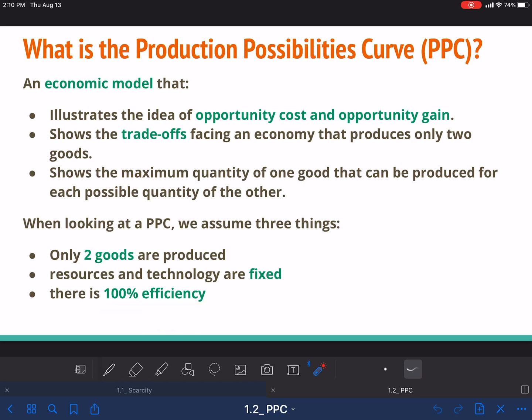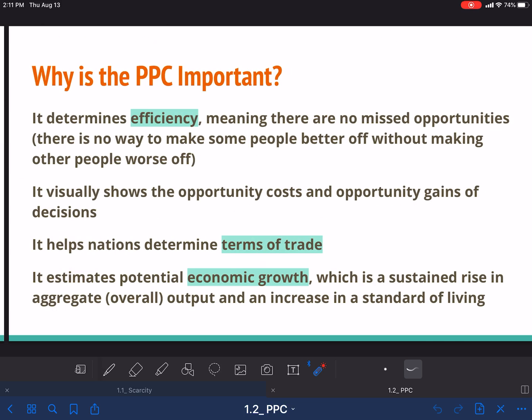Now, does that sound realistic? No. I mean, are you 100% efficient? No. So some of these assumptions are a little odd. First, the only two goods that we're making, that's odd. Most nations make more than two goods. Being 100% efficient, that's a really lofty goal. And even the assumption that resources and technology are fixed is also kind of an odd thing to assume in the world. But this is, again, a simplified model of production.